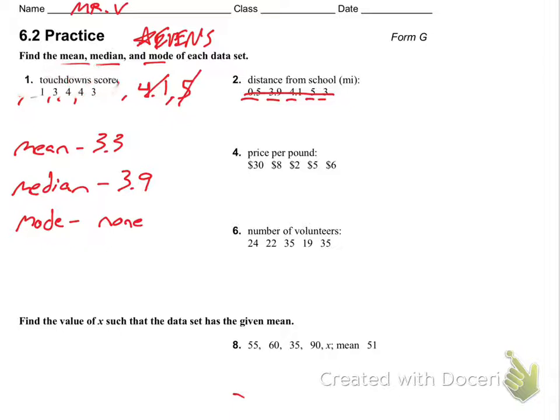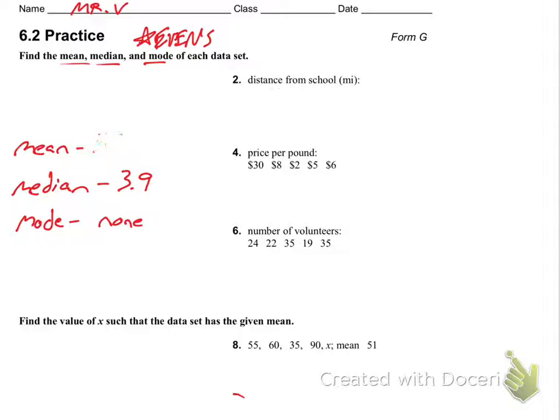All right, so then let's go to number 4. So same thing, I'm going to add them up and then I'm going to divide. So if I add up, well, first let's put these in order. So I have 2, and then 5, 6, 8, and 30. So I have those in order now, but I just need to add them up.